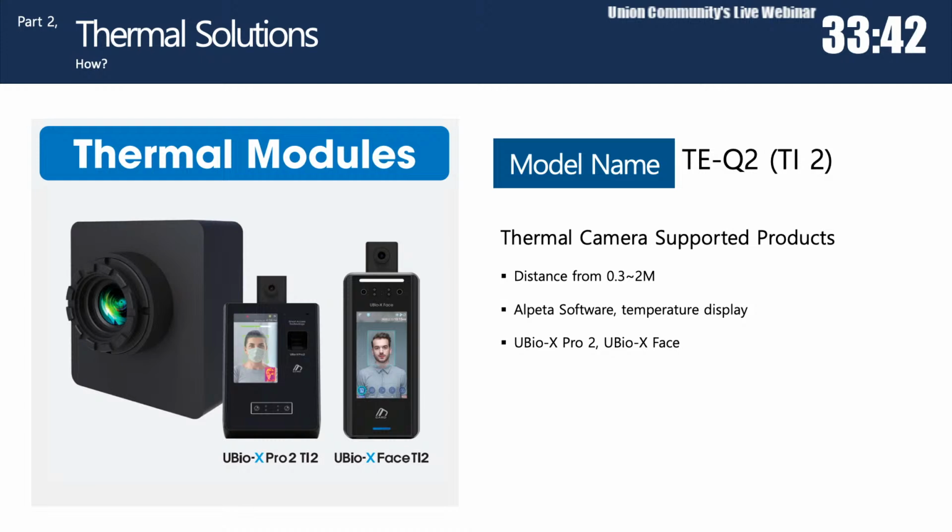So the TI2 camera is also referred to as a mini camera. And the mini camera has the same functions as the previous one. It can cover a distance of 0.3 to 2 meters. It's supported in Alpeta software, and it has a temperature display in Alpeta software when people getting access are taking their temperature. The TI2 camera is supported on the UBioX Face and the UBioX Pro 2. And you can see some pictures there on the left side of the TI2 camera, it's a smaller image.